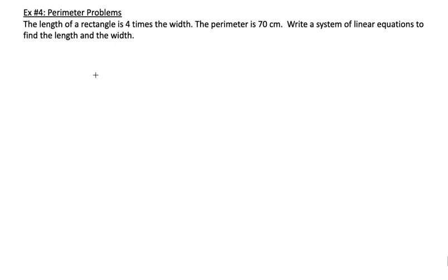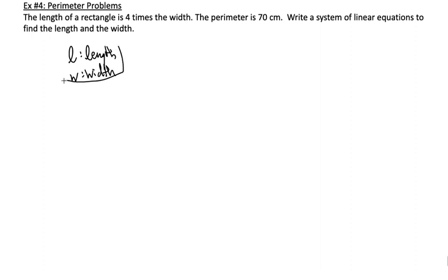Example. So we've got a perimeter problem. L is length, W is width. Now we'll write our equations, because we have to write a system, which means we have two equations. The length of the rectangle is 4 times the width. So the length comes first, giving myself space for the width.